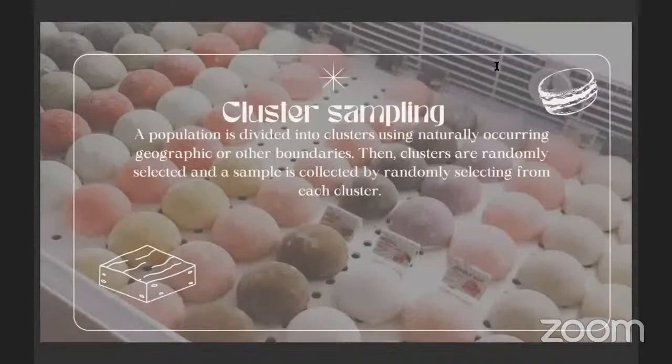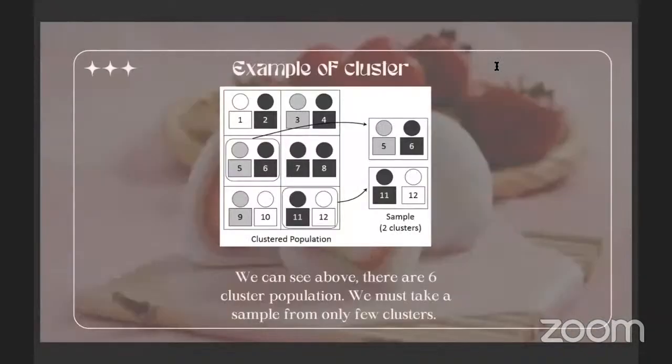And next is cluster sampling. A population is divided into clusters using naturally occurring geographic or other boundaries. Then, clusters are randomly selected and a sample is collected by randomly selecting from each cluster. We can see in the image on the screen, there are 6 cluster populations. This is based on 6 locations, but we will not take all 6 to be our sample; instead we only take 2.